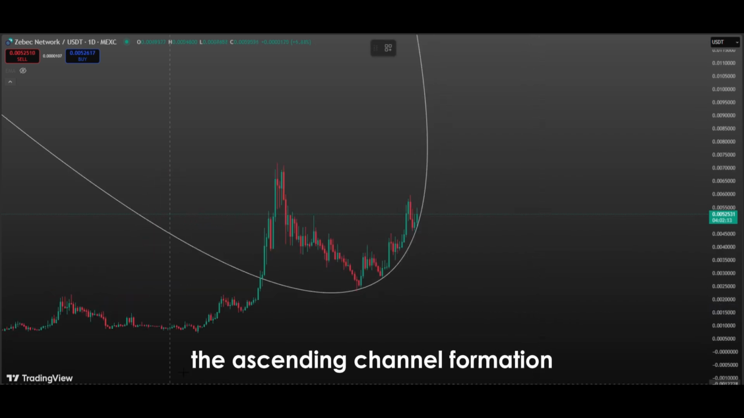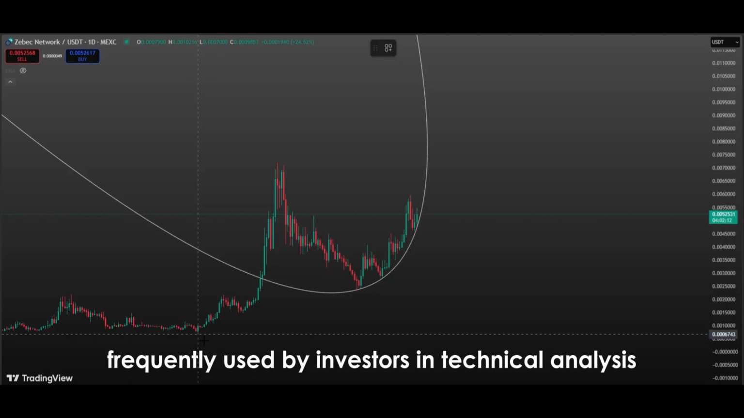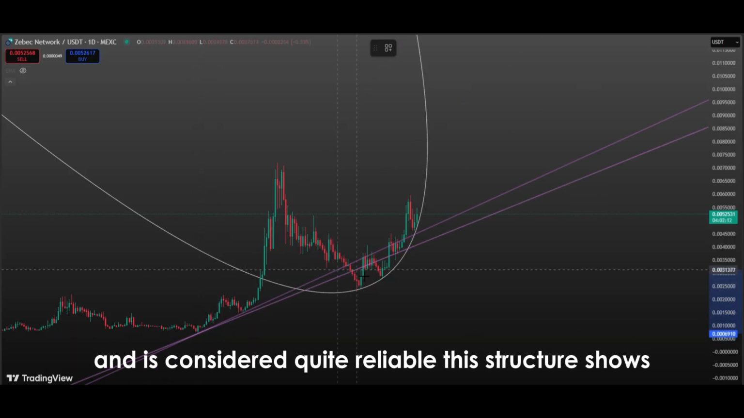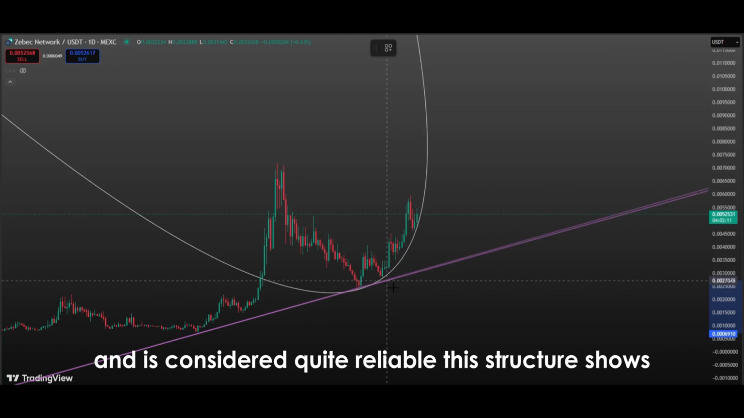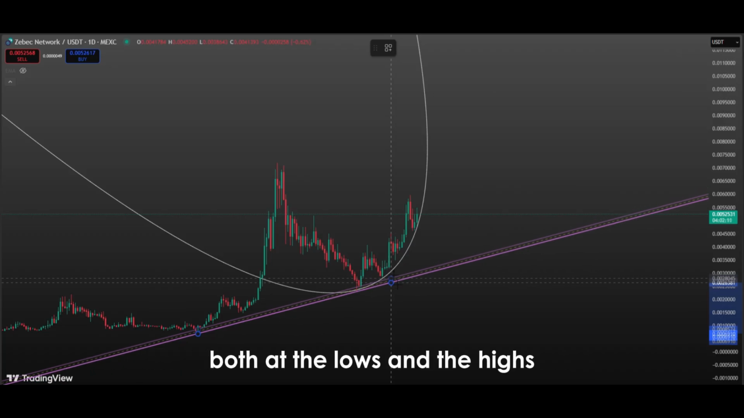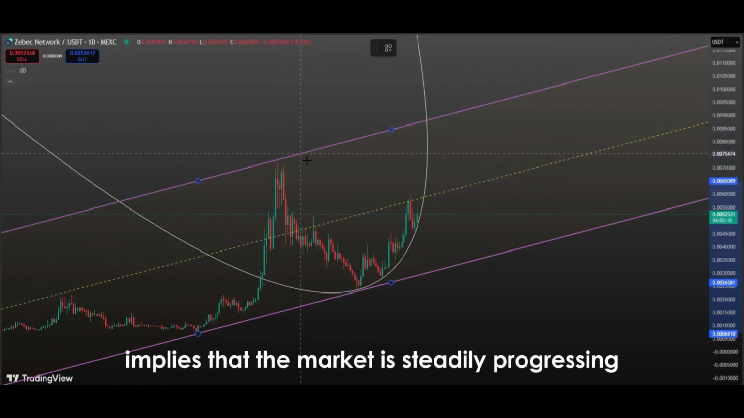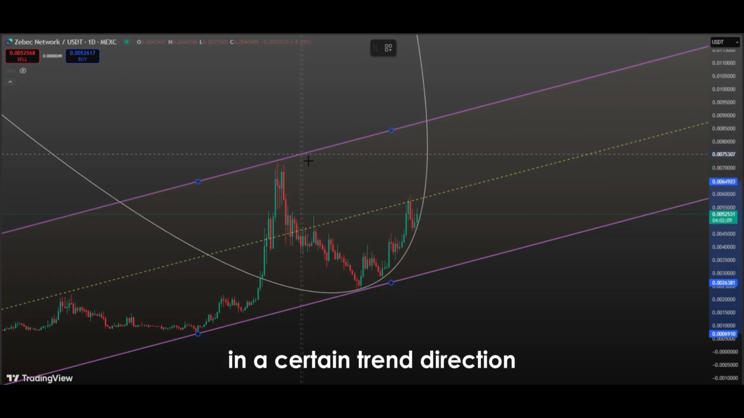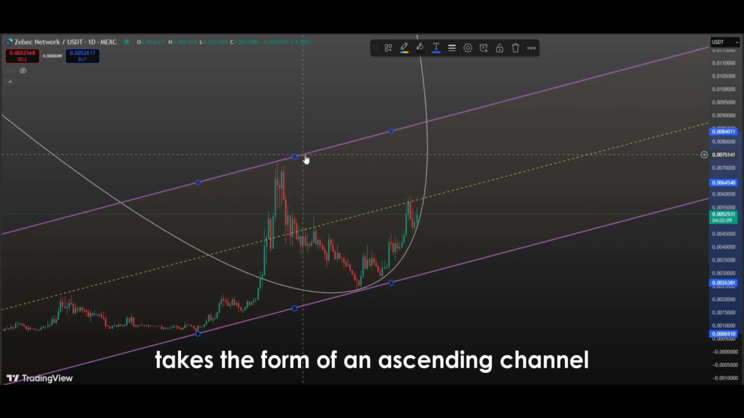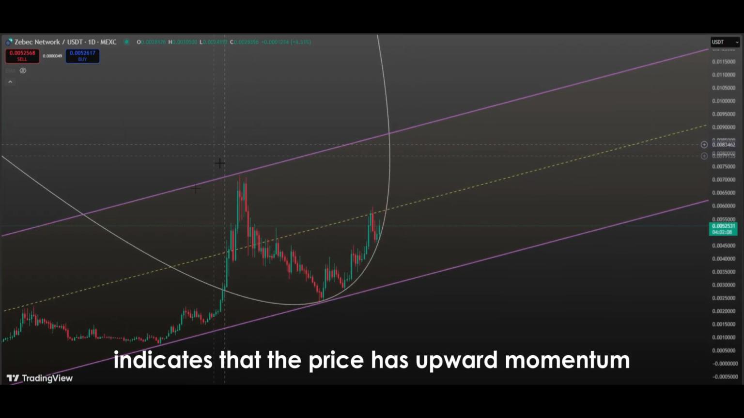Stay tuned. The ascending channel formation is a price structure frequently used by investors in technical analysis and is considered quite reliable. This structure shows that the price moves within parallel lines, both at the lows and the highs. Movement within the channel implies that the market is steadily progressing in a certain trend direction. Especially if this structure takes the form of an ascending channel, it generally indicates that the price has upward momentum.